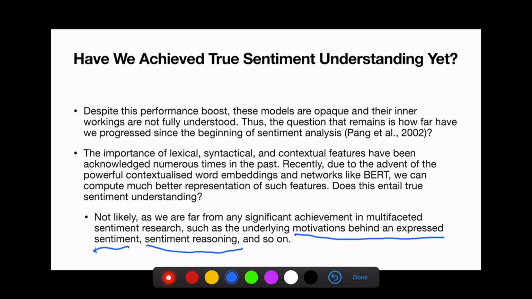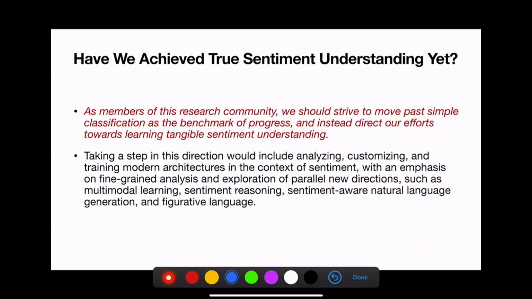Okay, so our statement in the paper was this: as members of this research community, we should strive to move past simple classification as the benchmark of progress. We have these datasets, Sentiment Treebank, IMDb, where we already obtained 98% results, but these are the simple classification problem. So as members of this research community, we should not just consider this as a benchmark of progress. Instead, we direct our efforts towards learning tangible sentiment understanding.